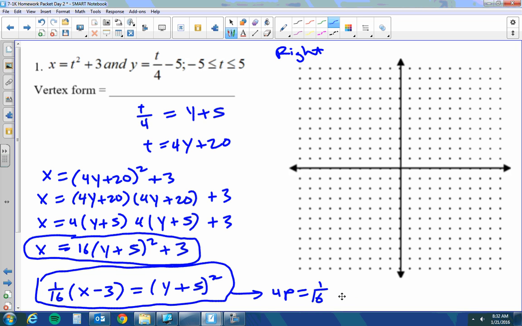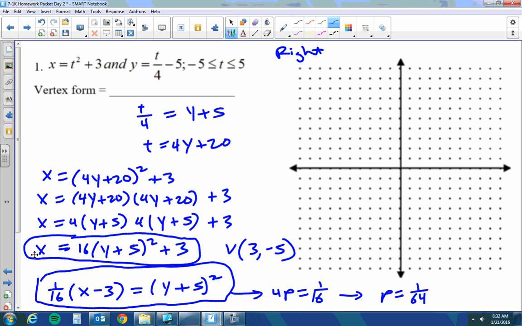So yeah, it's really tiny. If 4p is 1/16th, then p is a fourth of that, which is a 64th. We're not doing that. But let's do the vertex. Looking at this, the vertex is positive 3, negative 5, yes?